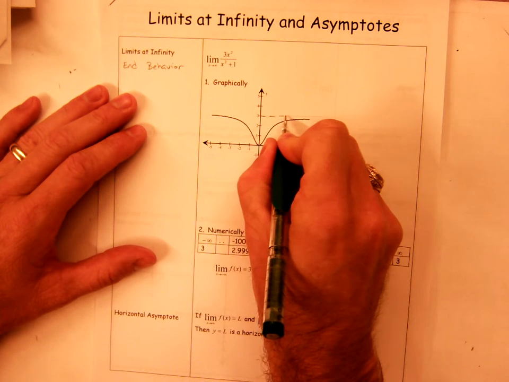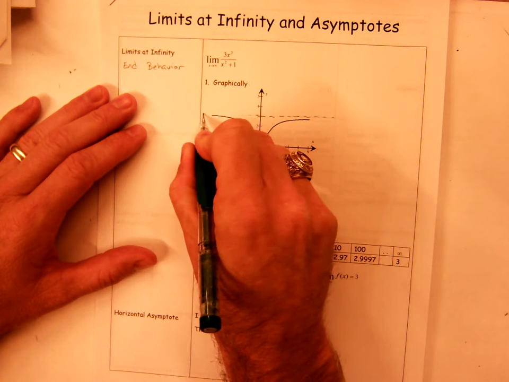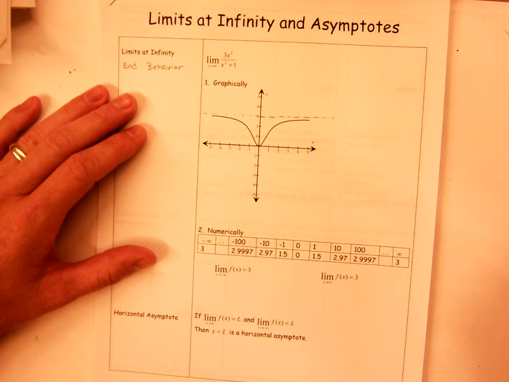What do we call that? Those imaginary lines that things get really, really close to but never quite get to. What is it? An asymptote. And what kind of an asymptote is this? A horizontal asymptote.